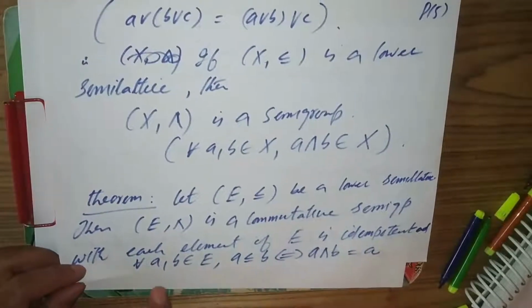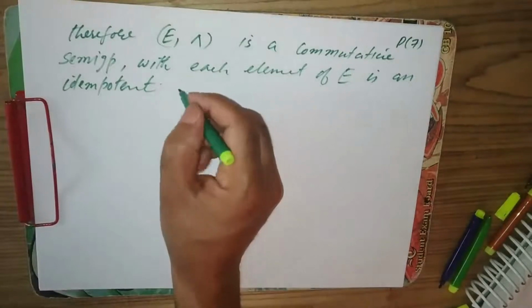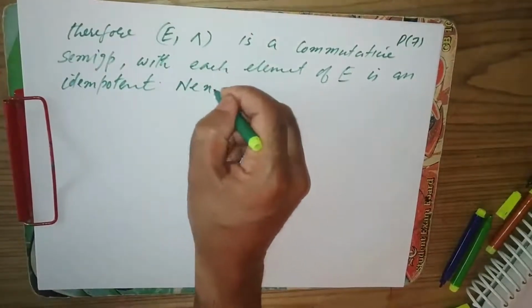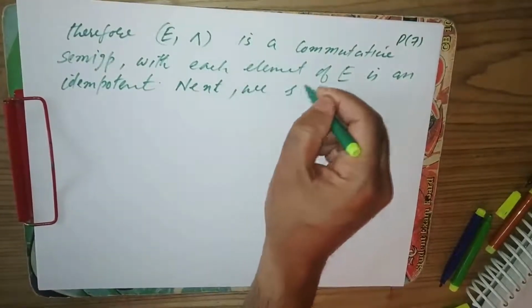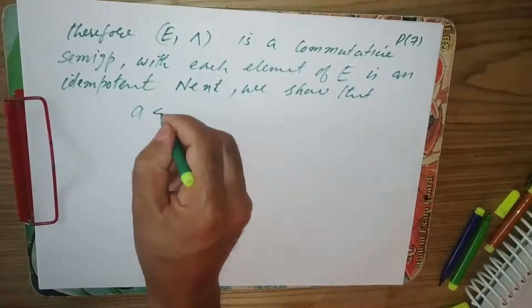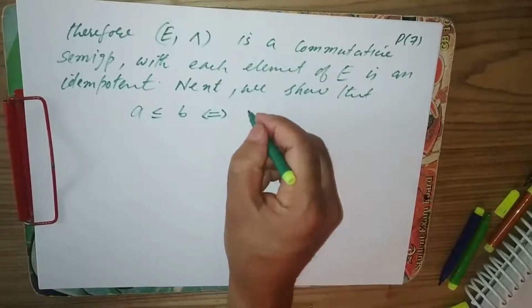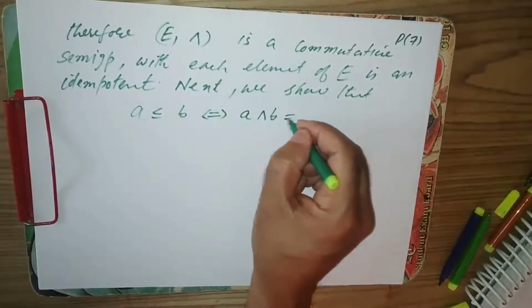And one more thing, we have to prove that if A is less or equal to B, we need to show that A meet B is equal to A. Now next we show that A is less or equal to B if and only if the meet of A and B is equal to A.